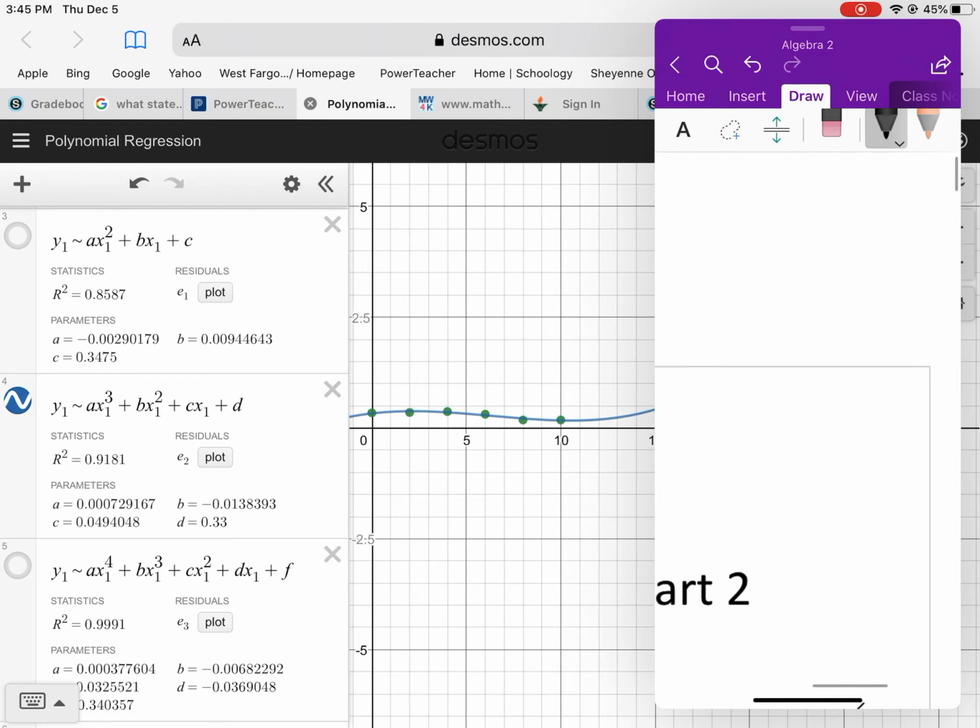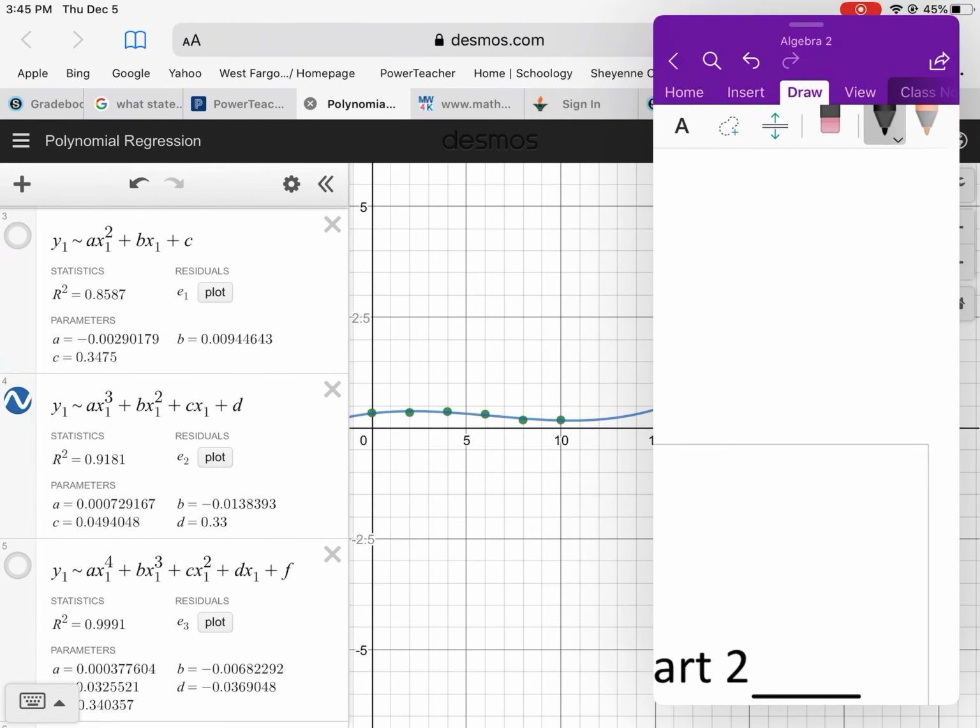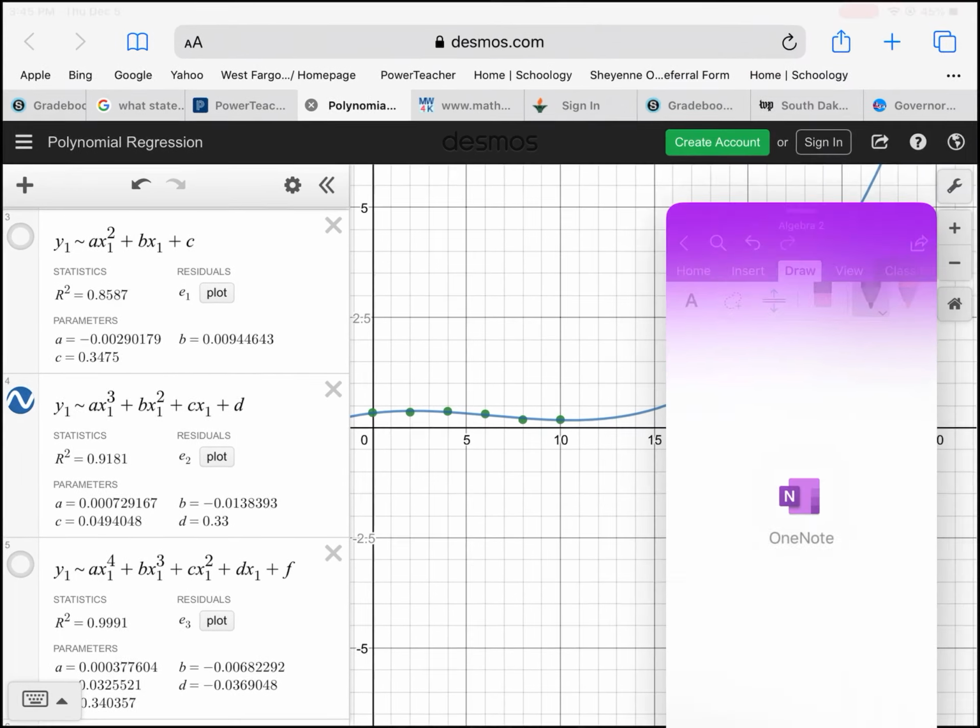So I wish I could figure out how to get this to be bigger here.